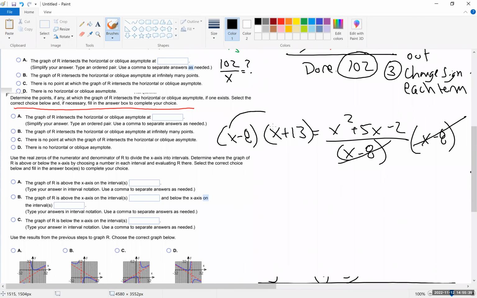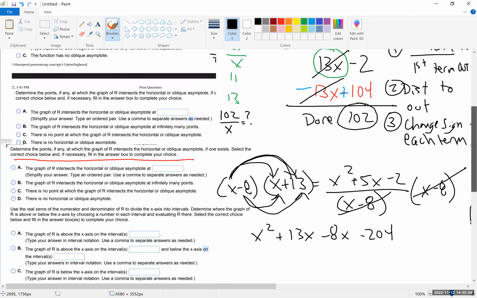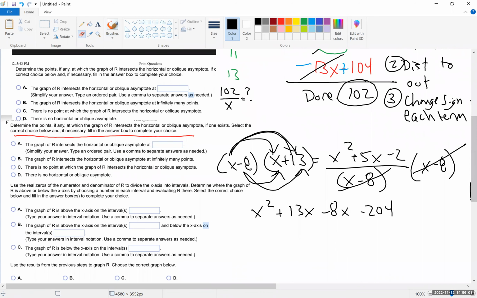On the left side, we got to distribute. So x times x is x squared. X times 13 is 13x. And then -8 times x is -8x. And then -8 times 13 is 104. The only reason I know that is because we just did it on the polynomial division problem.